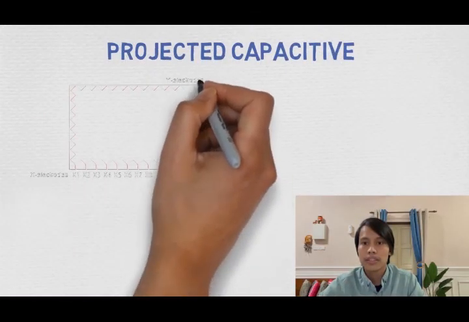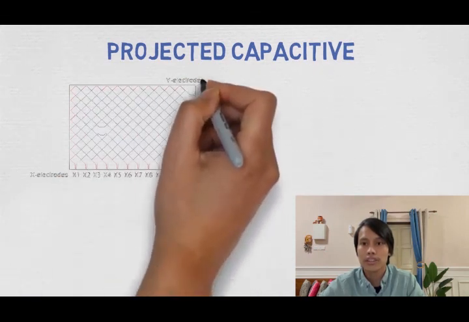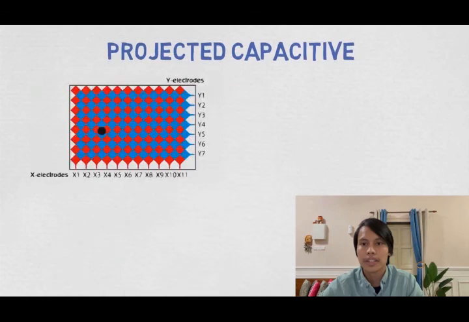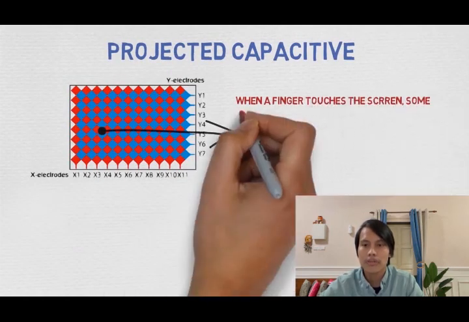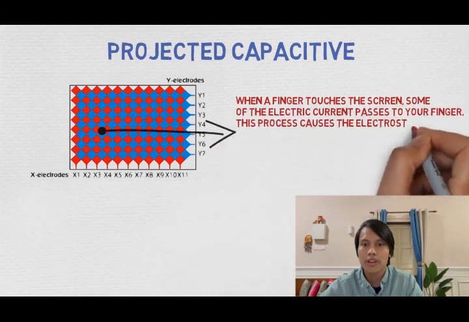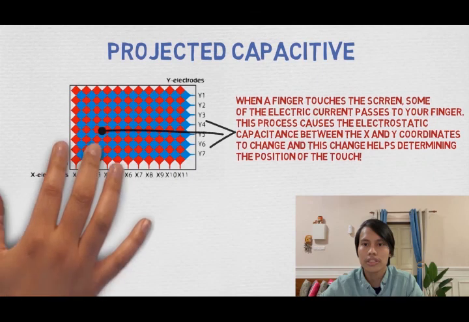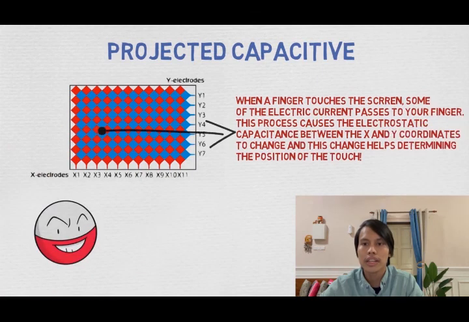A projected capacitive touchscreen has X and Y electrodes forming a grid across the screen, which creates a matrix. This matrix allows it to determine the location of the touch. When a finger touches the screen, some of the electric current transfers to the finger, and this causes the electrostatic capacitance between X and Y to change.